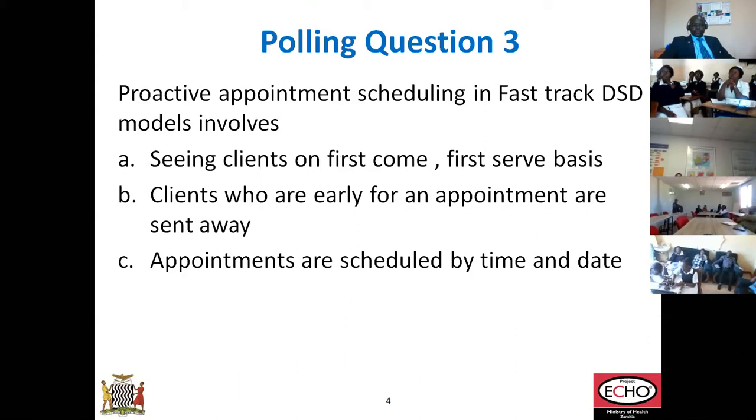Okay, so the next poll question is: proactive appointment scheduling in fast-track DSD models involves A, seeing clients on a first-come, first-served basis. B, clients who are early for an appointment are sent away. C, appointments are scheduled by time and date.